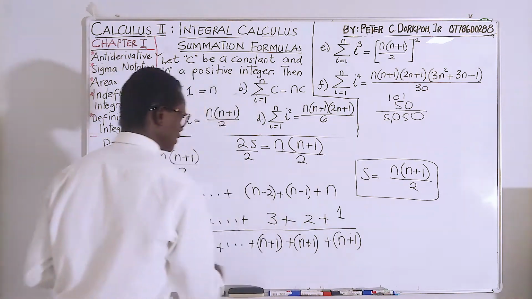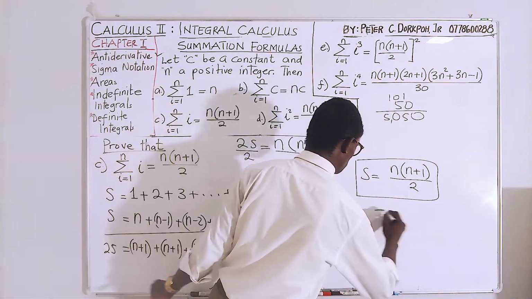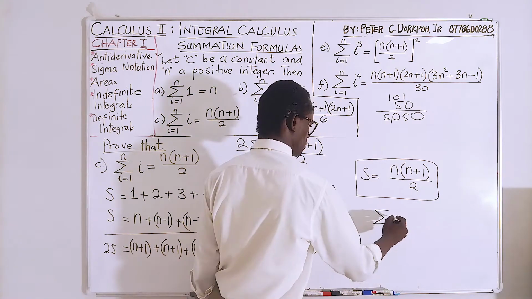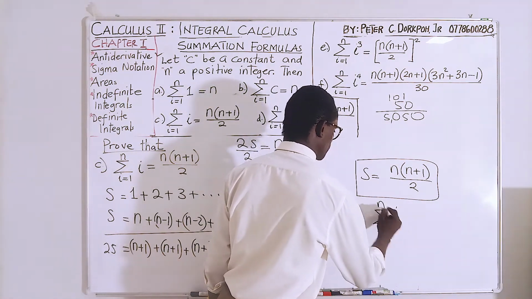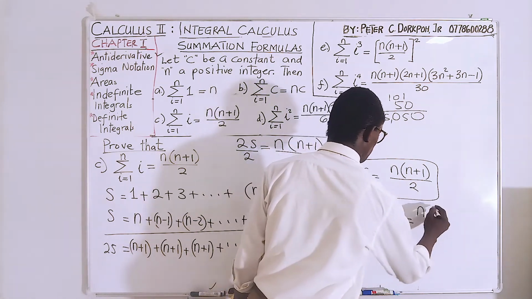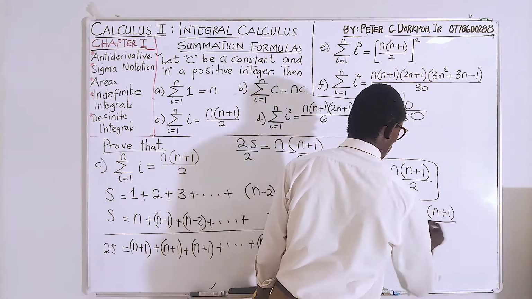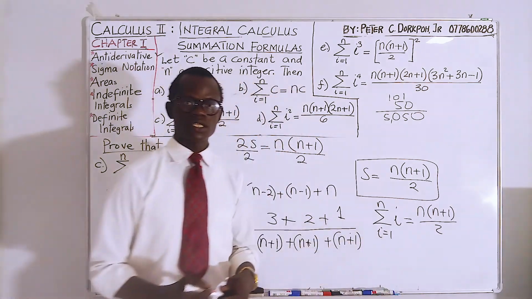And what is our S? Our S is just this summation notation, the summation of r as r goes from 1 to n, which is just equal to n times n plus 1 all over 2. So this has been proven.